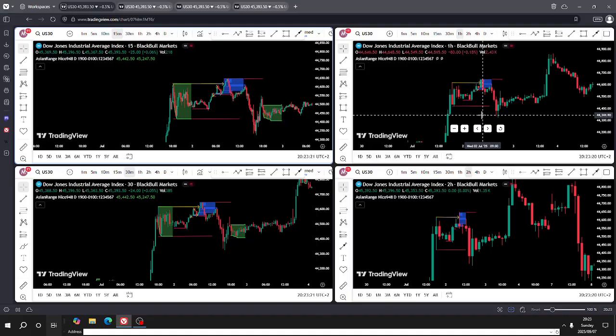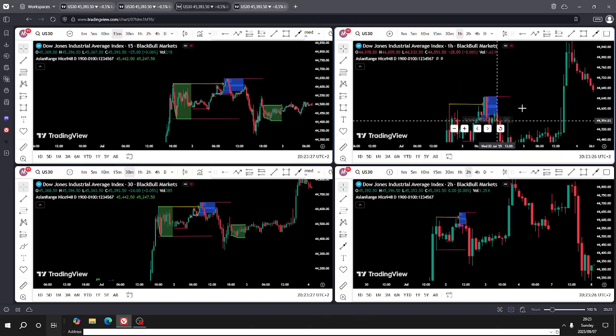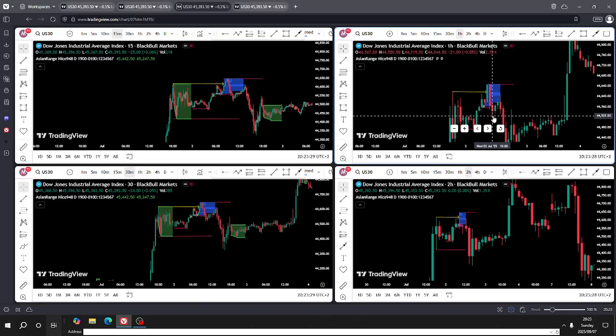On 1 o'clock, I see that the 10 o'clock. What happened? And then I see that the candlestick, this one is from 9 and closes at 09:59. That means it closes at 10.